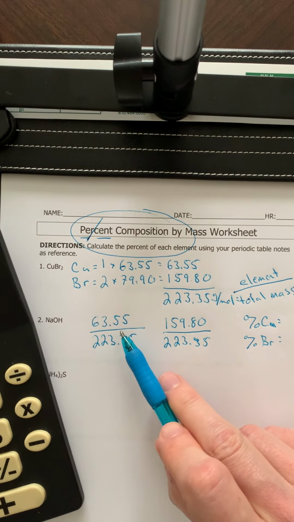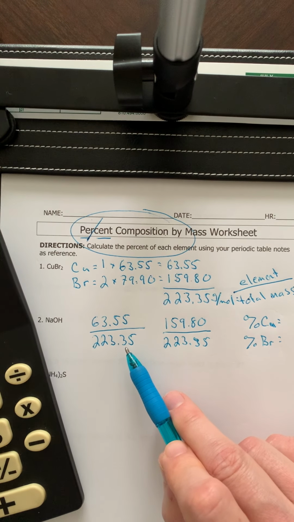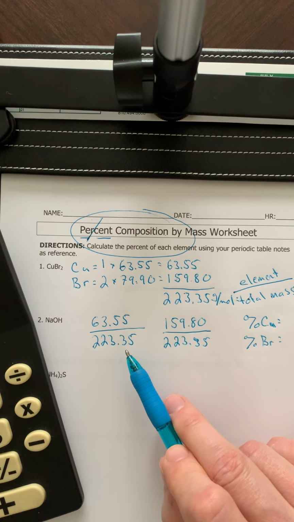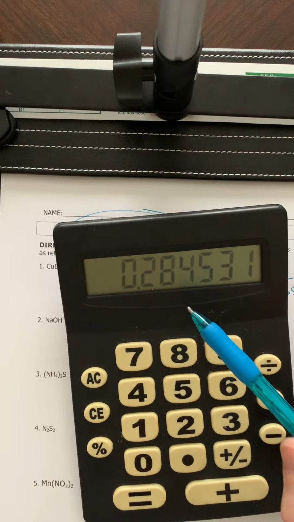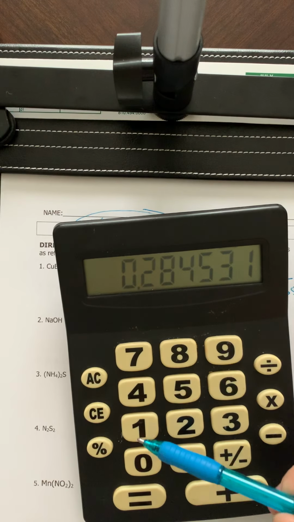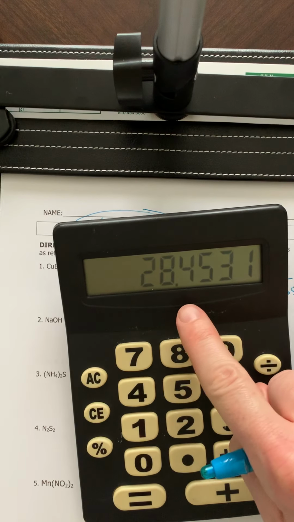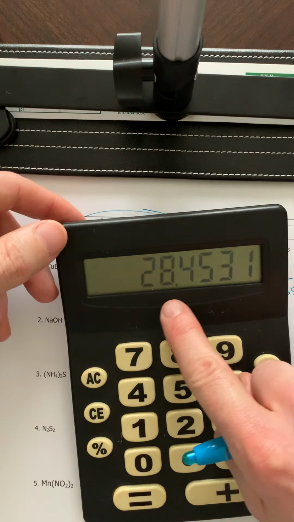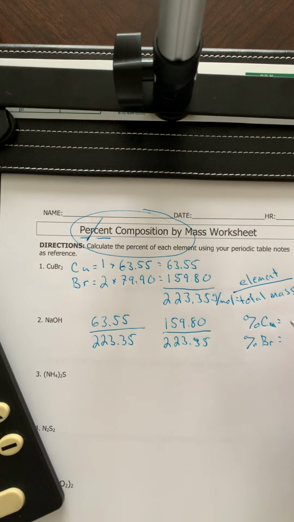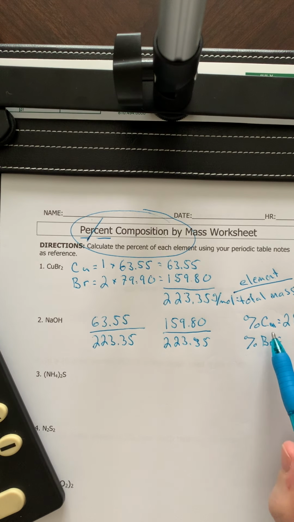So I go 63.55 divided by 223.35. And I got that. So now technically I should hit multiplied or times 100. So if I go times 100, it gives me 28.4531. I'm going to go to the hundredths and I'll call this 28.45% copper. 28.45% of copper bromide is copper.